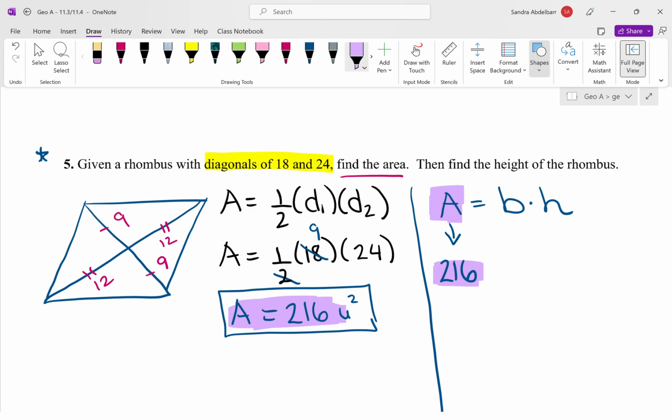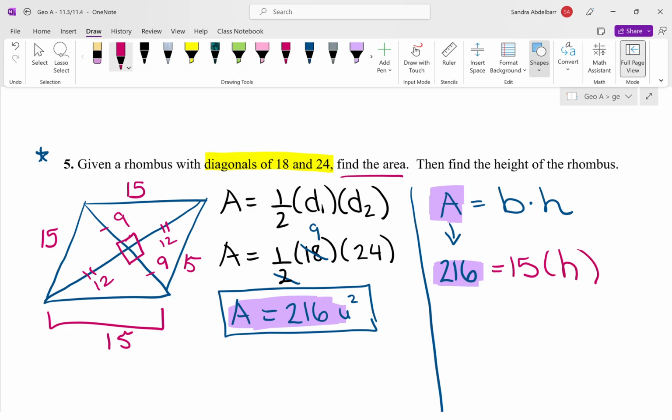So now this goes back to our drawing, our diagram. We know there's right angles in the middle. This is a 3, 4, 5. This is a 3, 4, 5 times 3. So the hypotenuse is 15. Doesn't that mean all the sides are 15? What does that mean for the base? 15. So 216 equals 15 times the height.